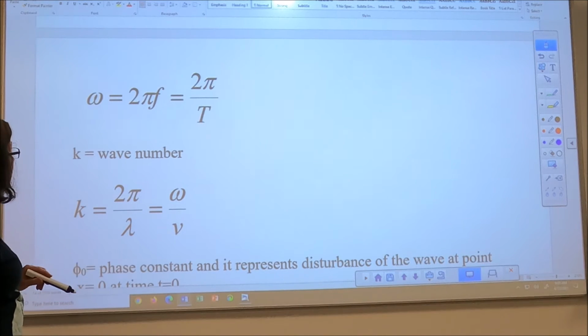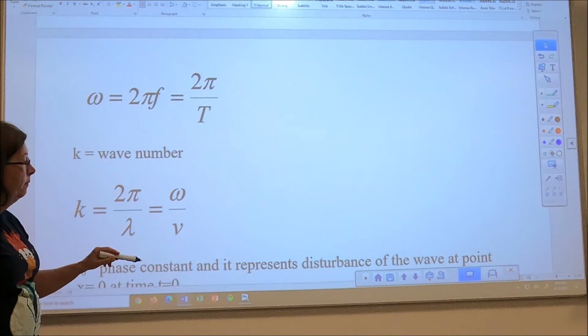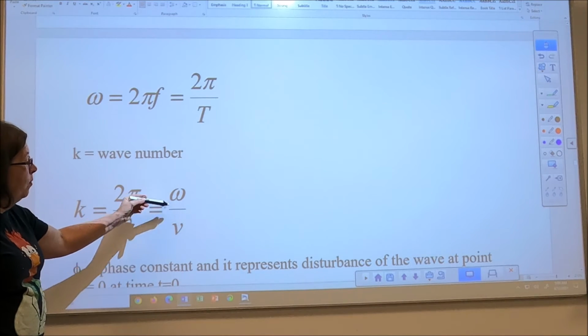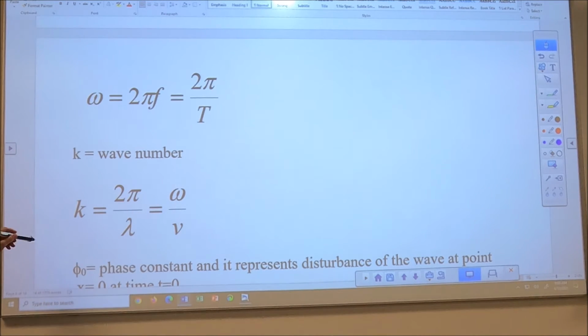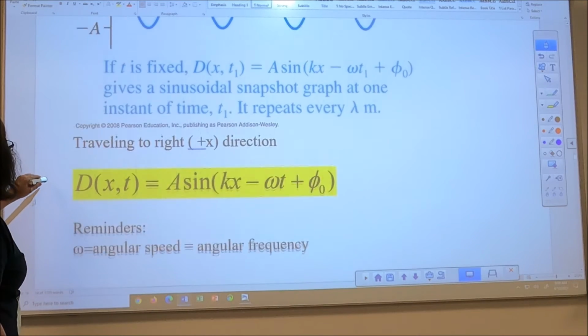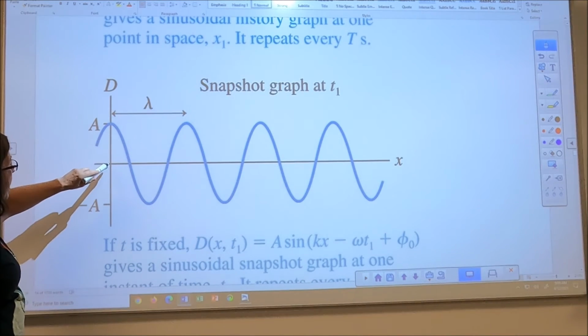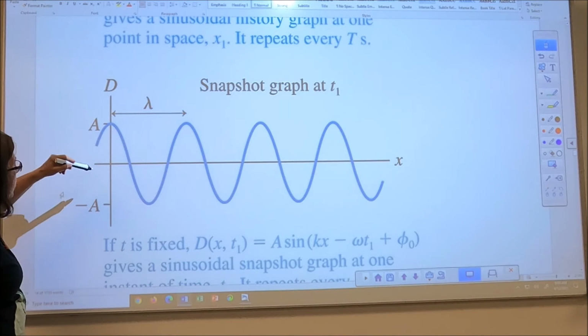k is called the wave number. k is equal to 2 pi over lambda, or it could be thought of as omega over v, the velocity. Phi 0 is called the phase constant, and it represents the disturbance of the wave at a point x equals 0 and time t equals 0. So phi 0 is based on where this wave is at x equals 0 and t equals 0.